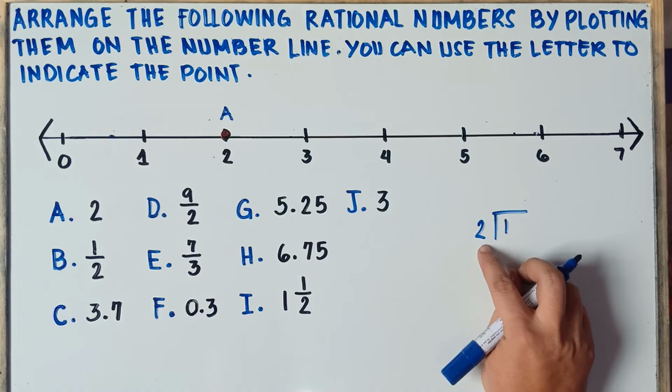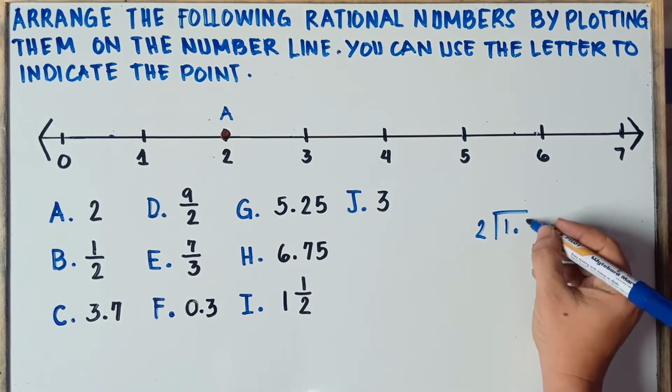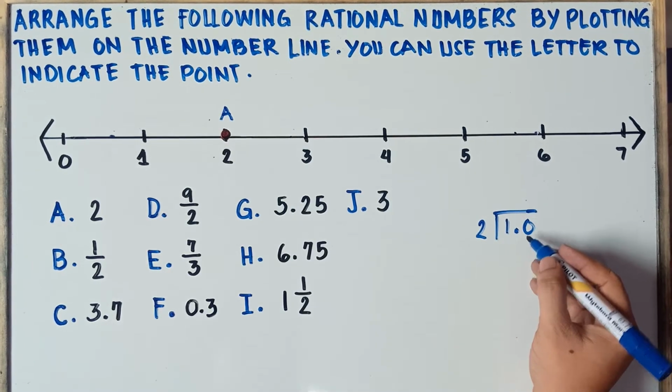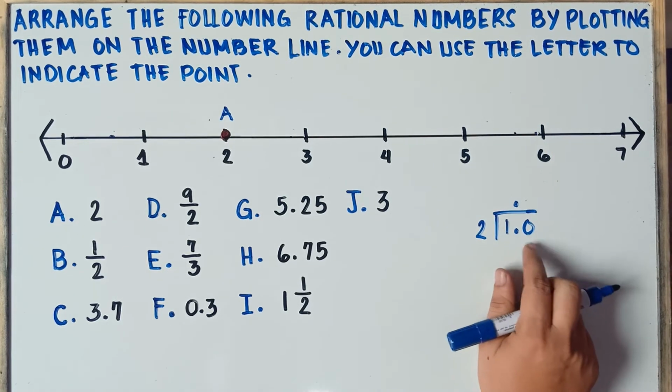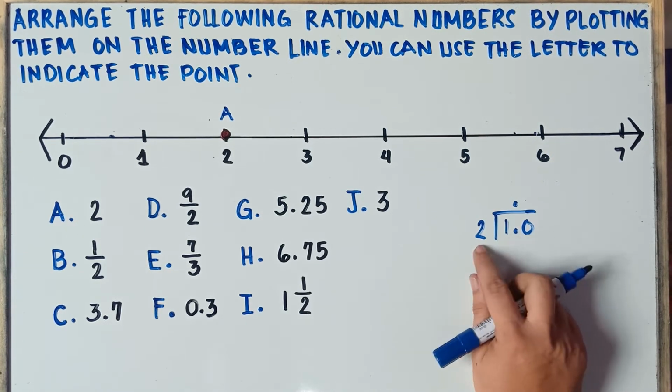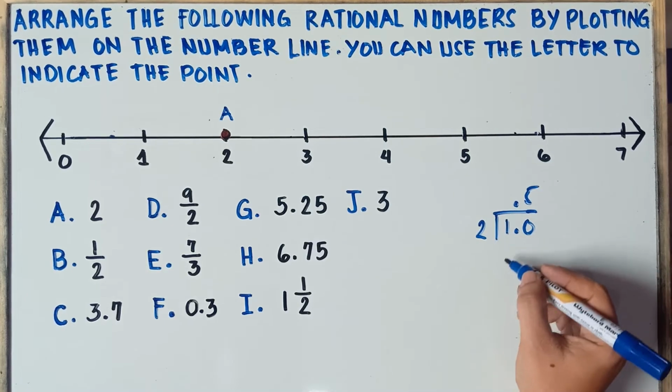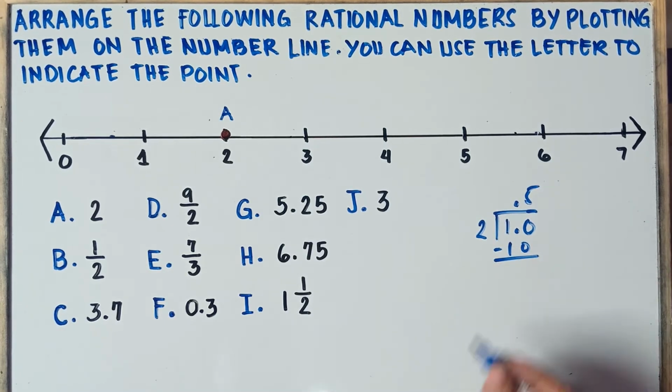1 divided by 2, that cannot be. We need to borrow a 0. So you put a point, you also put a point on the top. You align the points, class, and you will think of this as 10. So 10 divided by 2, that's 5. 5 times 2 is 10. Subtract 10 minus 10, that is 0. So therefore, 1/2 is 0.5.